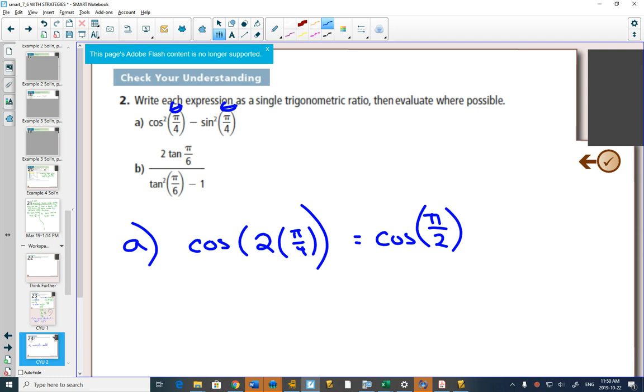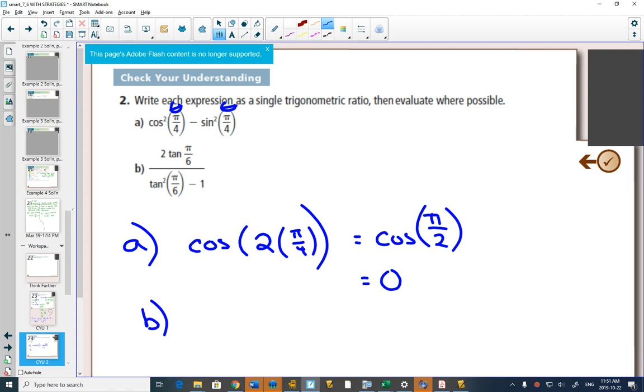Then evaluate where possible. Is pi over 2 on our pi plate? What is the x-coordinate at pi over 2? 0. Part B. Technically, part B is already in a single trig function. It's only with tan. So we could evaluate it already.